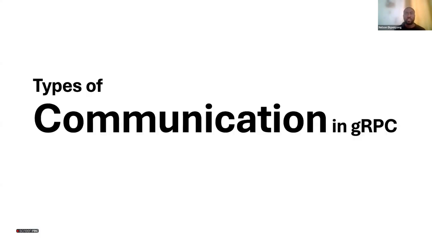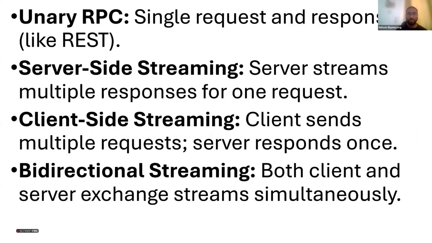Okay, so let's talk a bit about the types of communication in gRPC. This is very important. Unary RPC, this is just a single request and response like REST, right? Let's say a user logs into an application, sending their credentials and receives an authentication token in response. The use case, of course, is authentication, fetching a single piece of data, like querying a specific city, for instance.